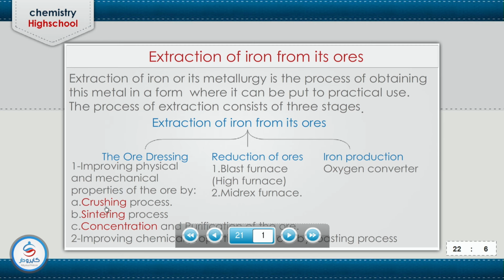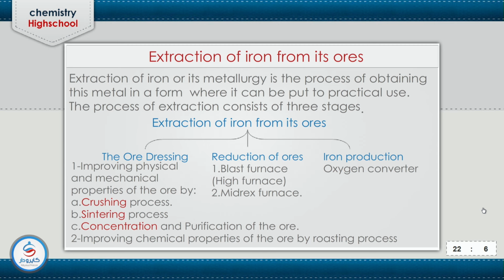In the ore dressing, number one, this process is done to improve physical and mechanical properties of the ore by crushing, sintering, concentration and purification of the ore. So the dressing process is done to improve physical and mechanical properties of the ore by A, crushing process, B, sintering process, and C, concentration and purification of the ore.